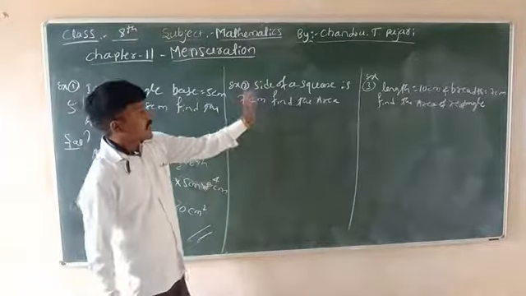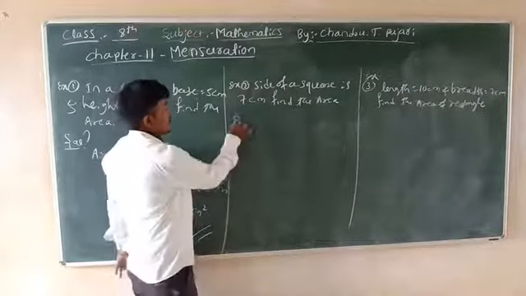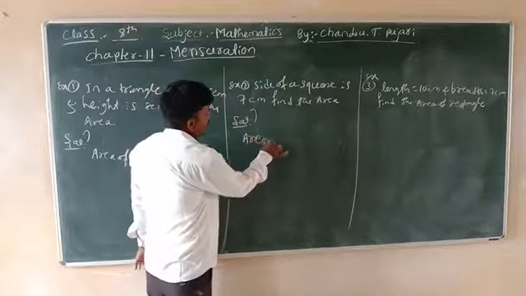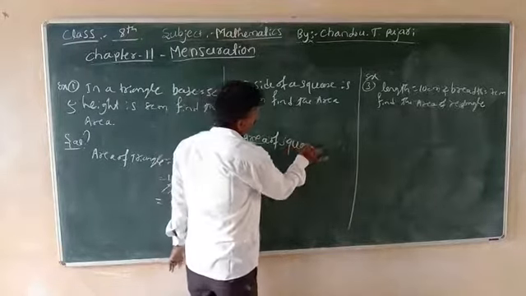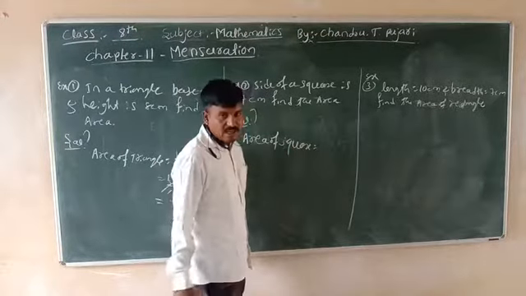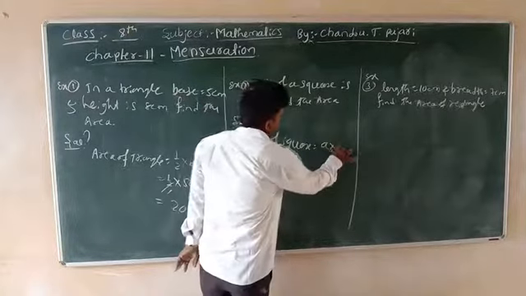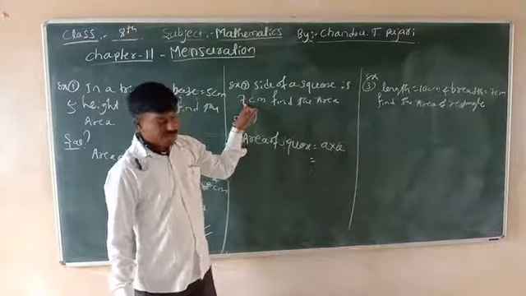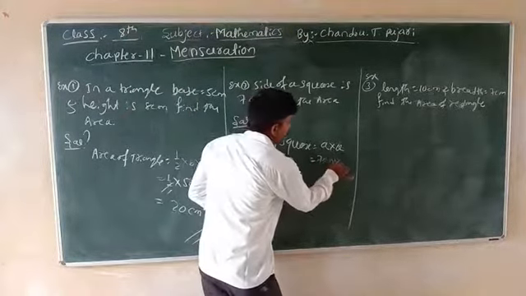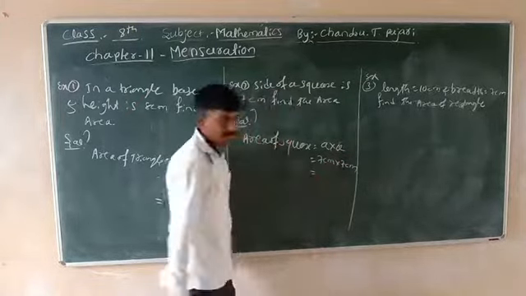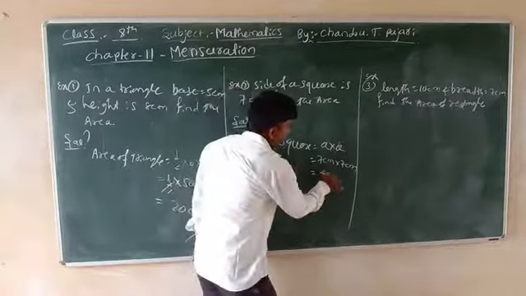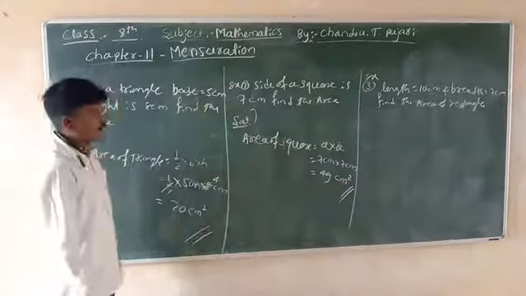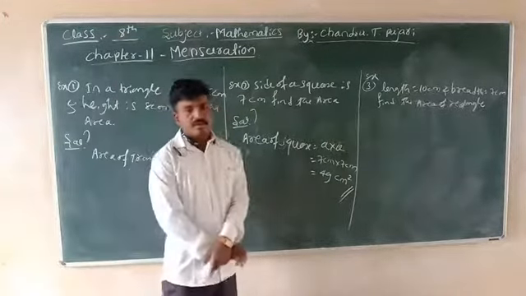Next question is on the square, and the solution is also very easy. The formula for the area of a square is side into side, a into a. The side is given as 7 centimeters. Therefore 7 centimeters into 7 centimeters, 7 sevens are 49 square centimeters. Therefore the area of the square is 49 centimeter square.